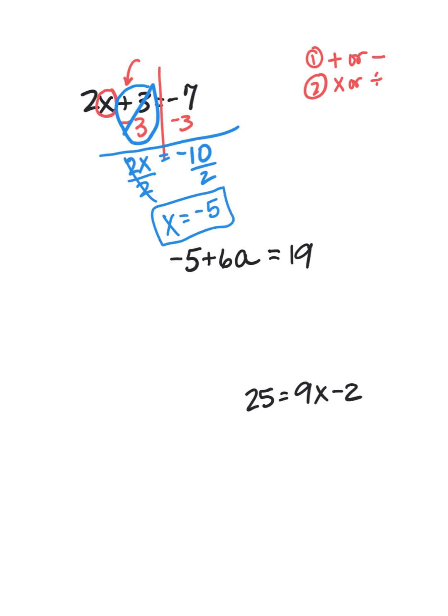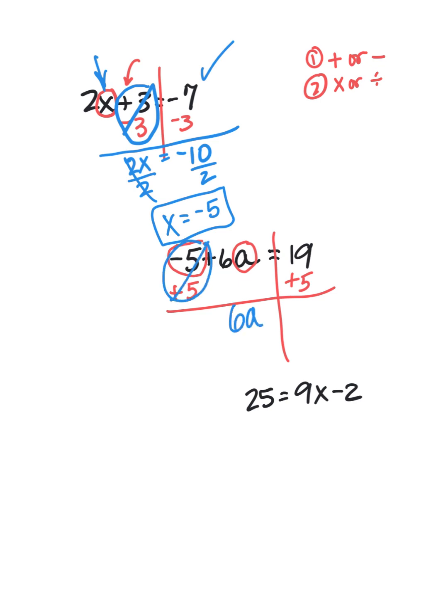And we can substitute. We can put it back in here. 2 times -5 is -10, and -10 plus 3 is -7. We did it correctly. Over here, here's our variable. We already have something being added to that variable term. It's the -5. So we're going to do the opposite. The opposite of subtracting 5 or having a -5 is adding 5. Notice that I'm doing it once on each side of the equal sign. Right? There's your 0. That's gone. So we're down to 6a is equal to 19 and 5 is 24.